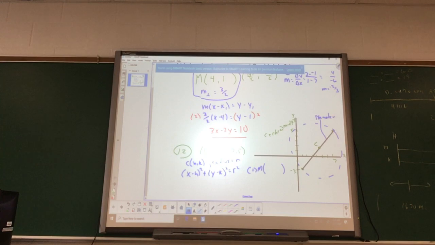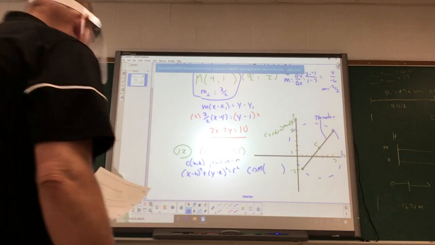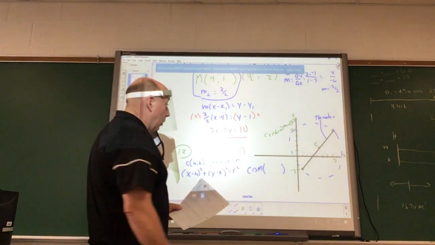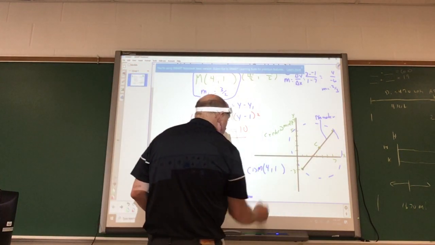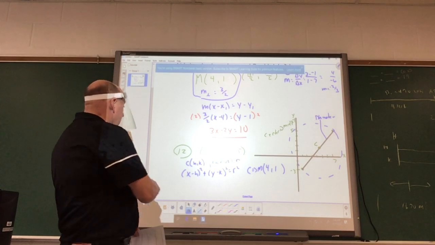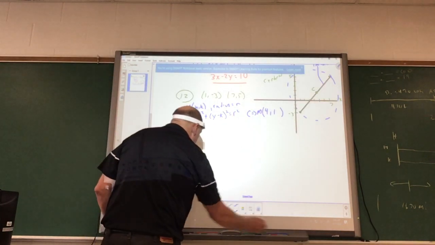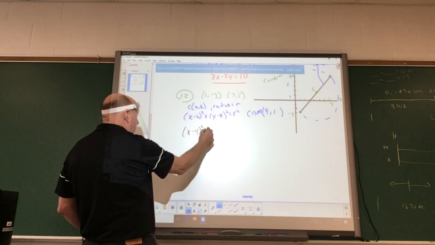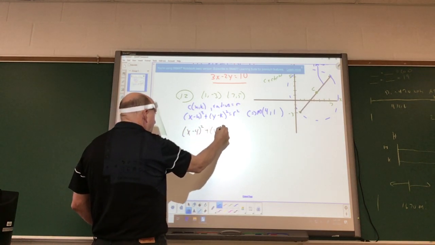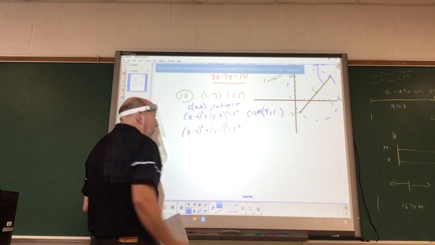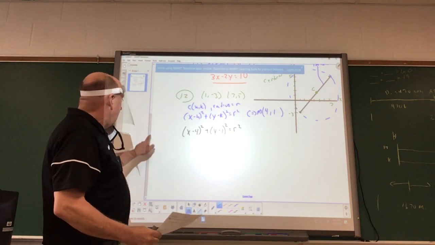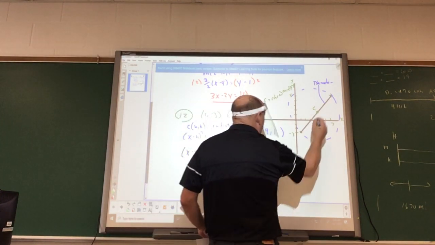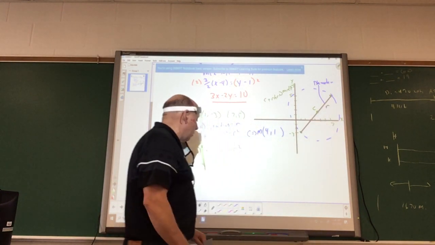What's your midpoint? 4, 1, which is also going to be our center point. So what we now have is a starting equation, (x minus 4) squared plus (y minus 1) squared is equal to my radius squared. So I now need to find the length of my radius, and the length of my radius is this value here.